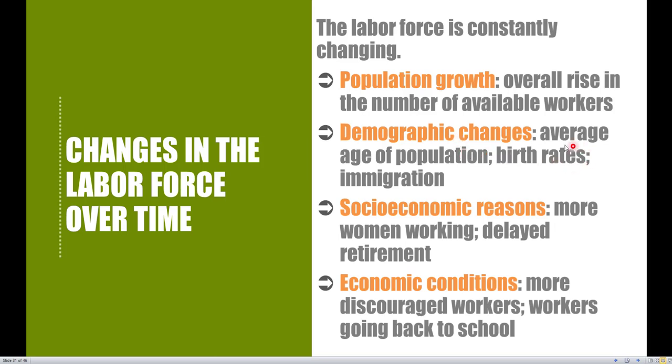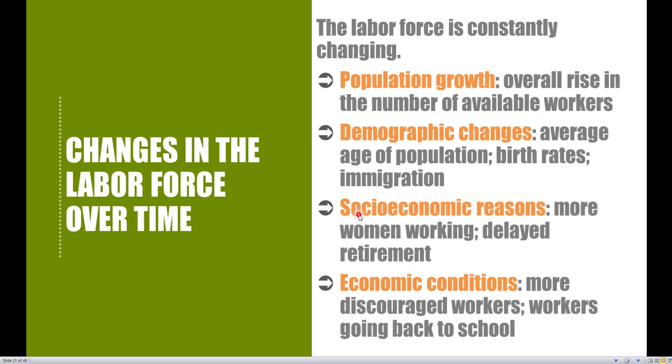With birth rates, we have a declining birth rate. So that once again tells us that our population is getting older, not younger. Therefore, that's going to change how the labor force looks, as well as immigration. As we have more immigrants coming into our country, that is going to change how the labor force looks too. Before, we had very little immigration in the 1950s and so forth, but now as we've opened up our borders just a little bit more, immigration has helped to change what the labor force looks like.